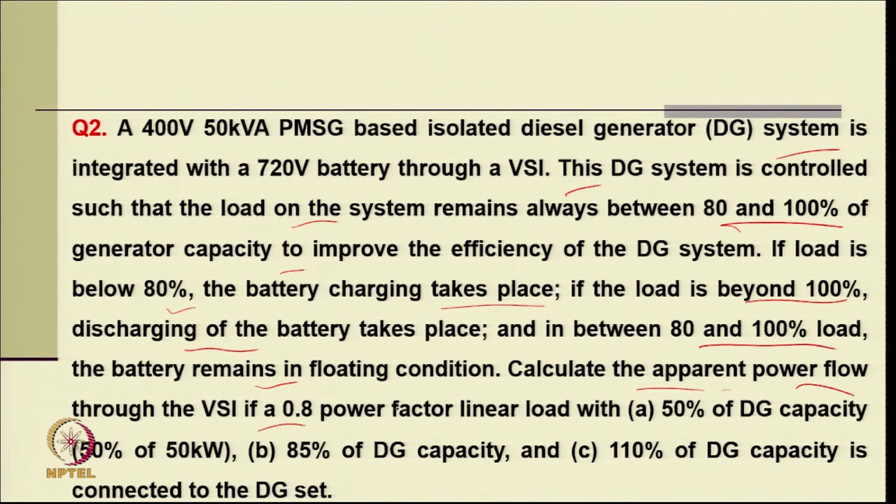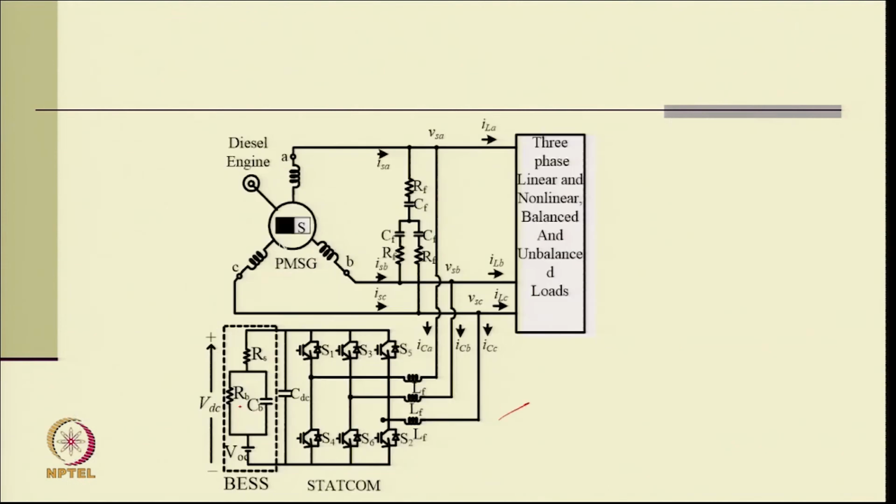Calculate the apparent power flow through the VSI for a 0.8 power factor linear load with 50% of generator capacity of 50 kilowatt, 85% generator capacity, or 110% of generator capacity. This is the typical system with the battery which provides power leveling.